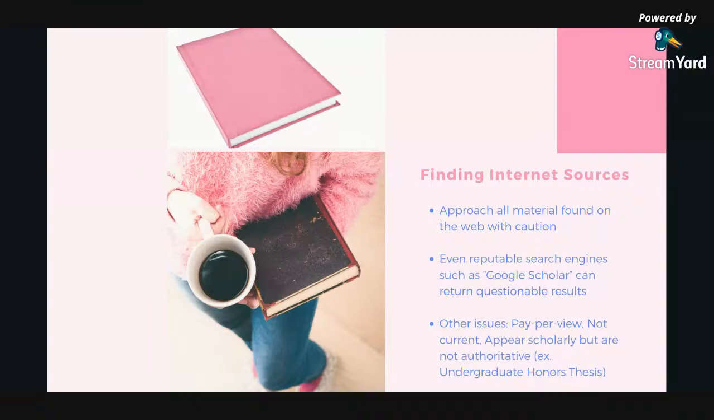So other issues with internet sources: sometimes you have to pay to look at it, or it's not current. They might give you something, say the topic is about AIDS, and they have an article that's 40 years old, and someone's trying to use that as a resource. Well, the knowledge that we have about AIDS now is vastly different than it was 40 years ago. So you have to make sure something like that is current. Also, they may appear scholarly, but they might not be authoritative. So that's just something that you have to pay attention to.